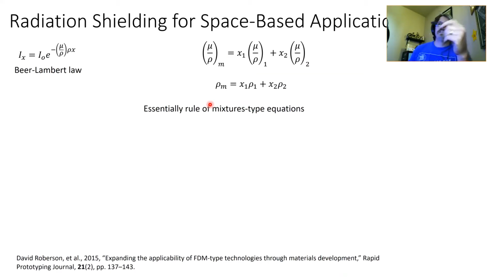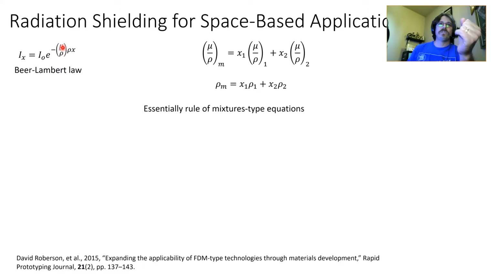It's not just space-based applications, it's radiation shielding for any application, but we had put out a paper that talked about this, and it's directly pertinent to the subject matter that we have here for X-ray diffraction. And so we have the Beer-Lambert law. The Beer-Lambert law tells us that the intensity of your X-ray after it has passed through a material, in this case a shield, is going to be equal to the initial intensity times the exponent of negative mu over rho times rho x.